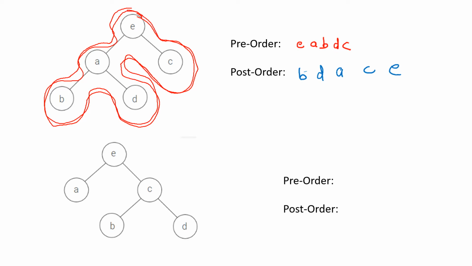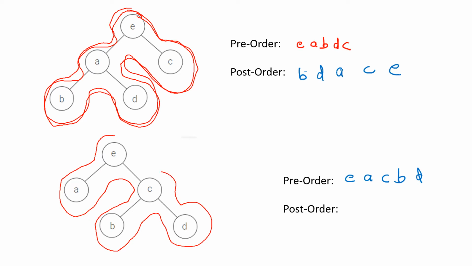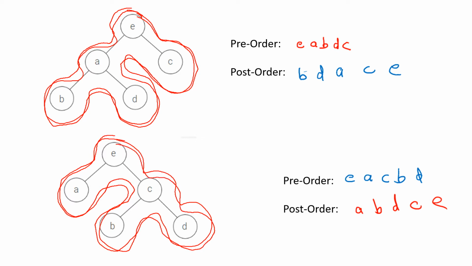Now let's do this other one here. It's going to be EACBD. So let's try it here. Again, pre-order on the left side. E, A, C, B, D. And we'll do post order. I'll go around again. This time it's when we're on the right side. A, B, D, C, E.